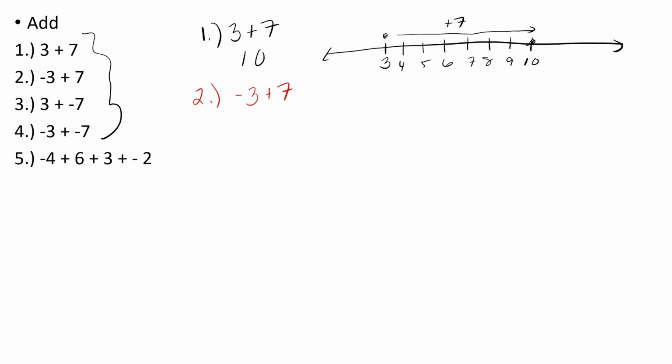So for this next one, we have -3 plus 7. So once again, like modeling that, we'll plunk the -3 down. And then once again, we're going to go 7 units to the right. That's what it means to add. So 1, 2, 3, 4, 5, 6, 7. Okay, and where does that put us? -2, -1, 0, 1, 2, 3, 4.